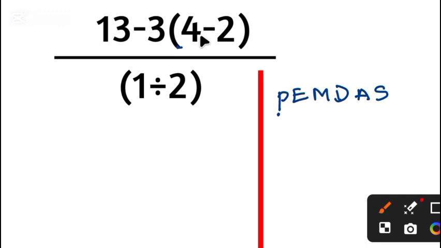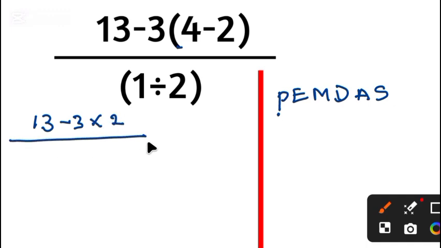So we do the parenthesis first. We have 2 here, isn't it? That is 4 minus 2 will give us 2. That gives us a new equation at the numerator: 13 minus 3 times 2 all over the denominator, which is 1 divided by 2, is the same thing as 1 over 2.